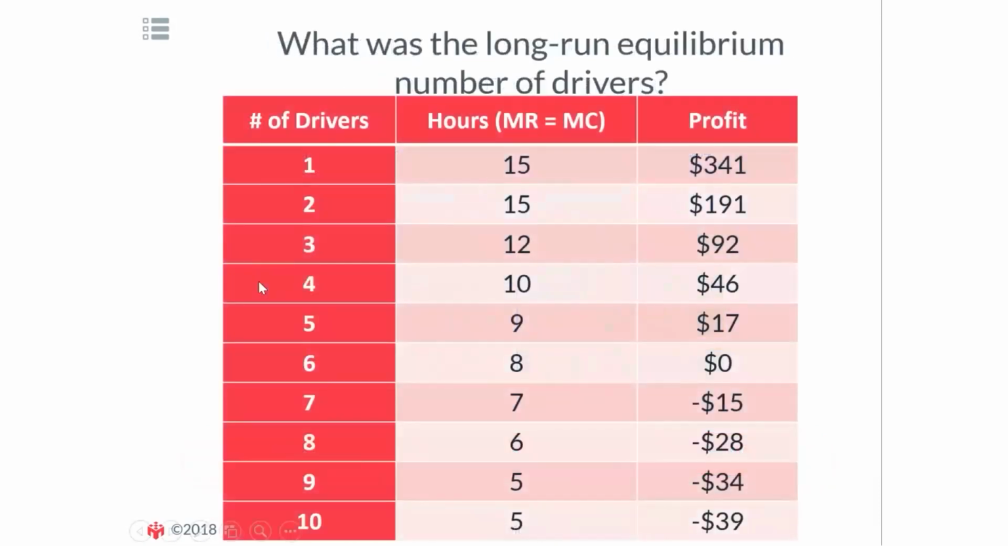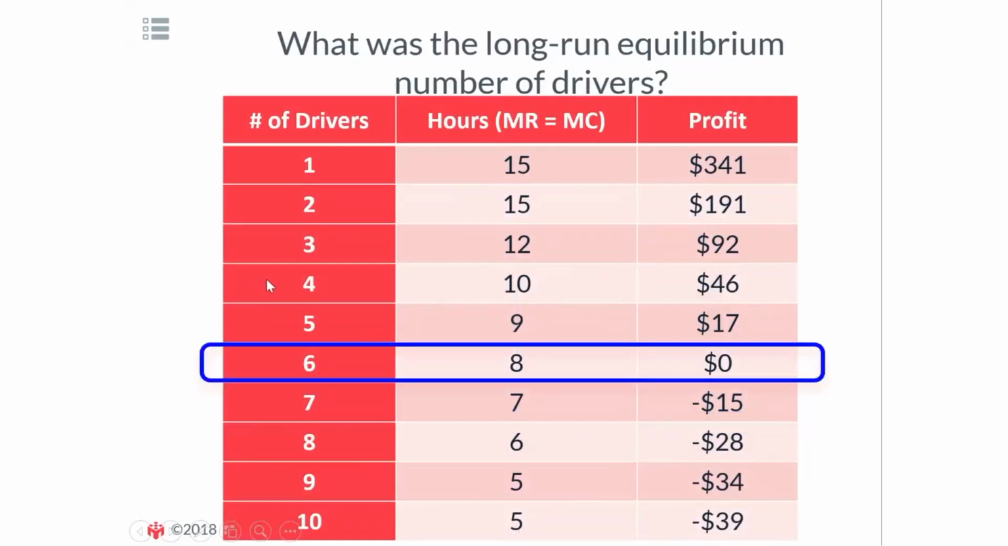So it depends. If there's only one driver, then you should take 15 hours. If it's two drivers, 15 hours, three, 12 hours, and so on. So what is the long run equilibrium number of drivers? Zero profit. The long run equilibrium is when you have 6 drivers out of 10 who are going to drive. Each of them is going to drive 8 hours, and they all earn zero profit.